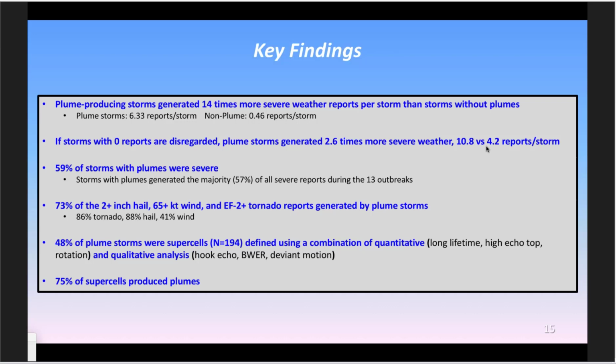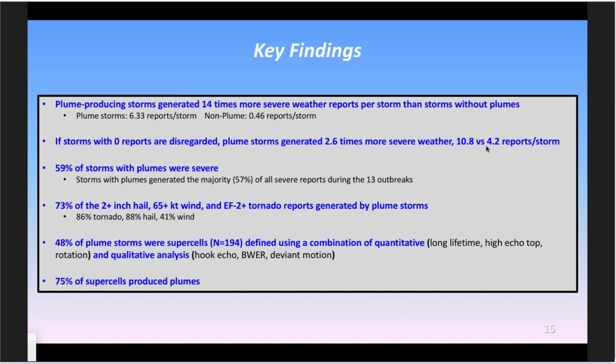If you say, hey, this is kind of cheap, you're counting all the null storms in your statistics here, we say, fine, let's look at severe storms that produce plumes versus severe storms that didn't produce plumes. What was the ratio of severe weather for these two storm populations? And we still find that plume-producing storms generate about 2.6 times more severe weather, if that's your metric. Just blindly say, of all your cells, what fraction of them produced severe weather? It's about 59% of the plume-producing storms which were severe. So it's greater than a coin flip, which is pretty powerful.